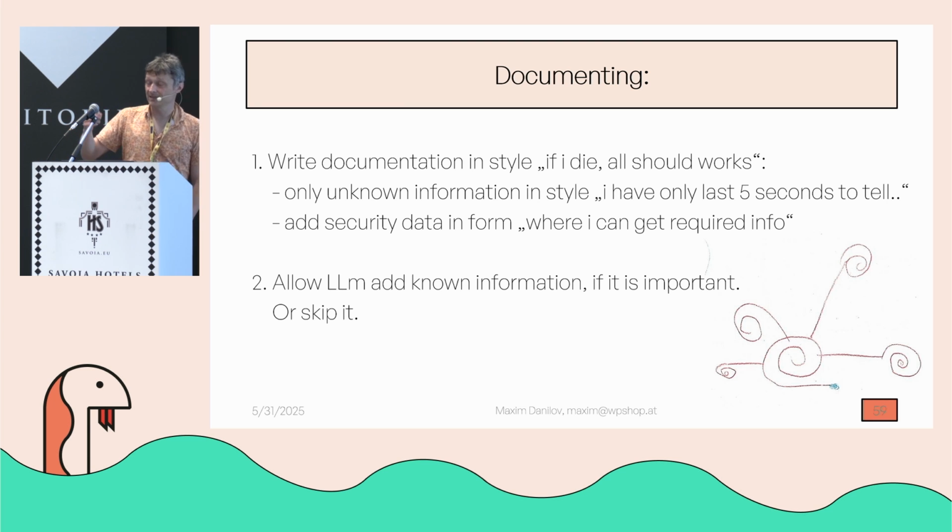Okay, and you can also ask LLMs to add known information. They do it perfectly if it's important. But if this information is known, every developer who has a lack of documentation can create this documentation on the fly. That's why I'm not against LLMs for documentation, but unknown information should be written.